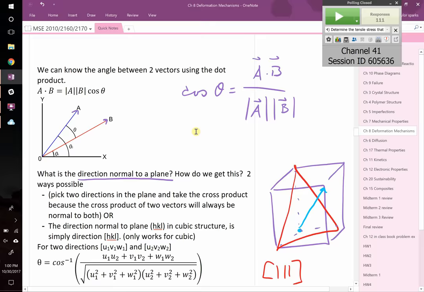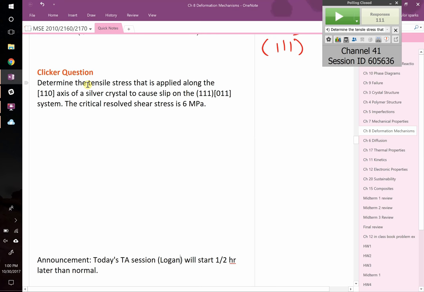So here's our first clicker question for the day. It says, determine the tensile stress that is applied along the [110] axis of a silver crystal to cause slip on the (111) plane in the [011] direction system. The critical resolved shear stress for this crystal is 6 megapascals.